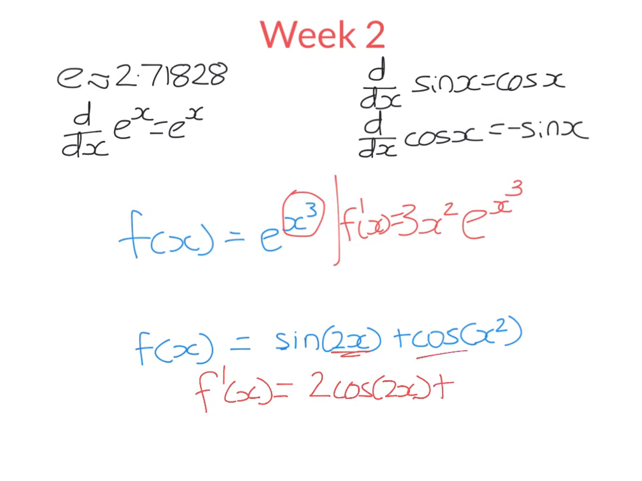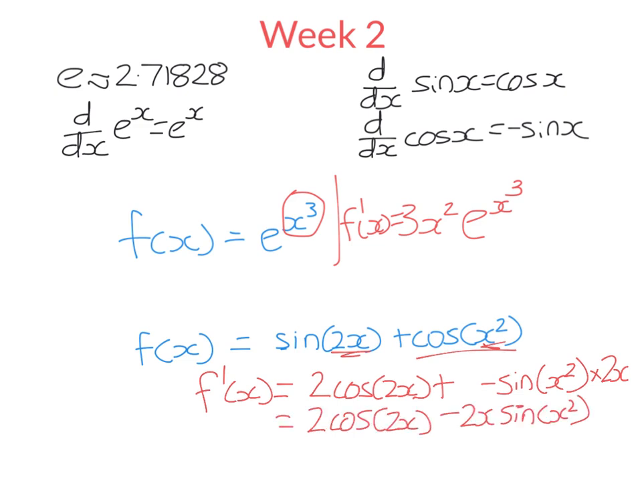Now I'm going to differentiate this. I need to change the cos to a minus sine. I keep the brackets the same way they are, but I need to multiply by the derivative of what's in the brackets, in this case 2x. And just writing it a bit more neatly, I have this expression here.